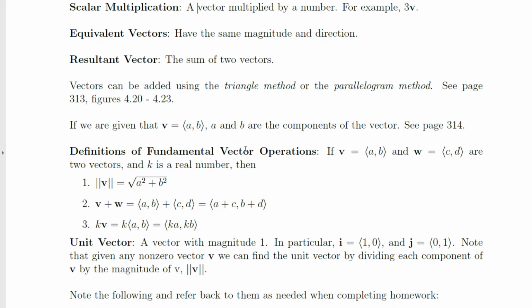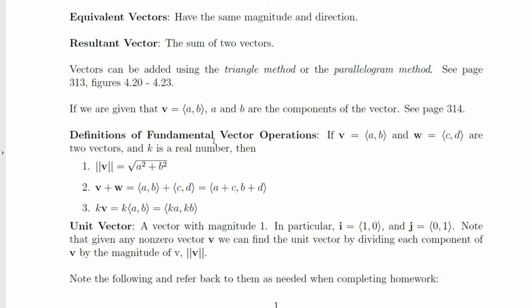All right, so if we're given that v is equal to ⟨a, b⟩, a and b are the components of the vector. You can actually think of these as kind of like an XY point. So this could be like an X coordinate, this is a Y coordinate, but there's a line that is running, and like I said, it's generally from the origin to those particular values or those particular quantities, whatever the quantity of a is or the quantity of b. Okay.